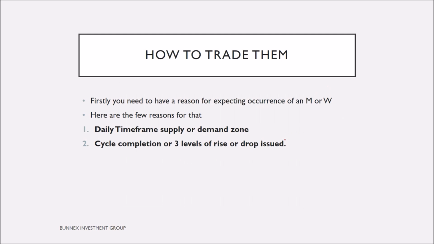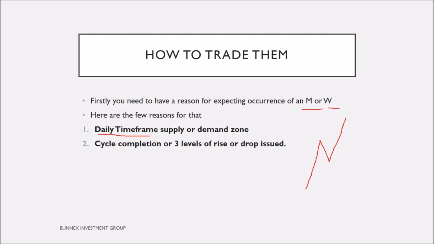So how to trade them? Firstly, you need to have a reason for expecting occurrence of an M or W. So here are the few reasons for that. The first one being the daily time frame, daily supply or demand zone. Then the second one being cycle completion or 3 levels of rise or drop.